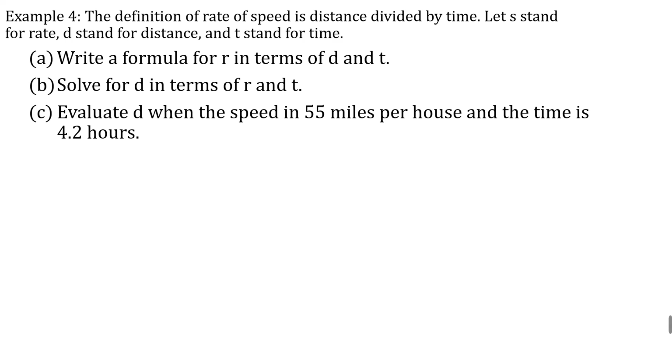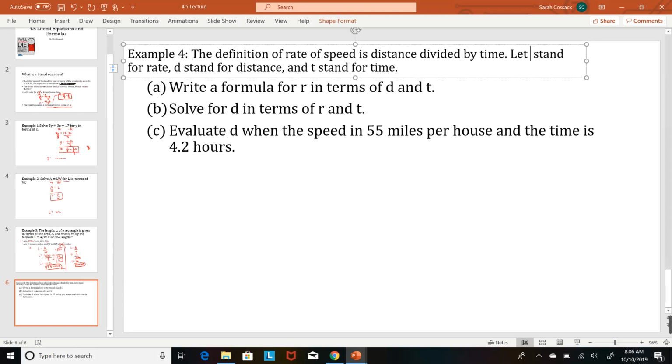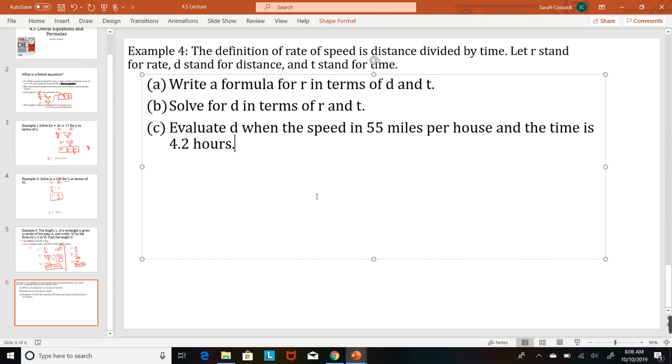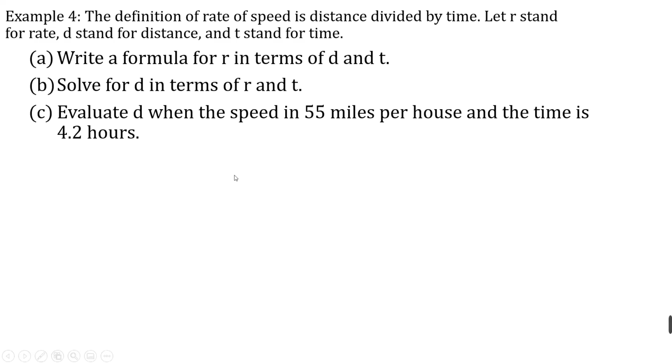The definition of rate of speed is distance divided by time. I don't want to let S stand for rate. I want to let R stand for rate, D stand for distance and T stand for time. Write a formula for R in terms of D and T. Okay, that's what we're supposed to do first. The definition of rate of speed is distance divided by time. So R equals D divided by T. All right.